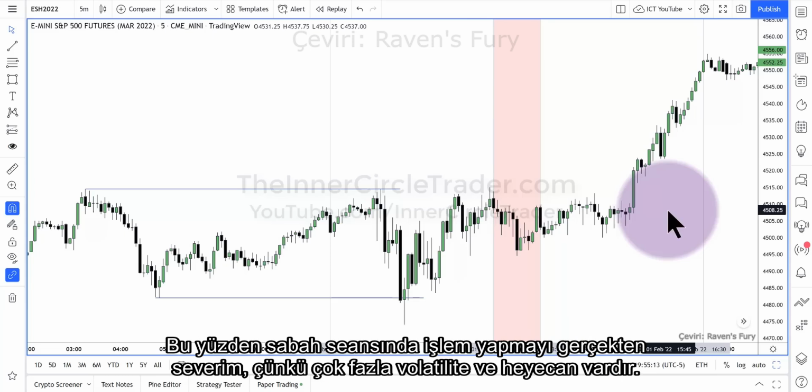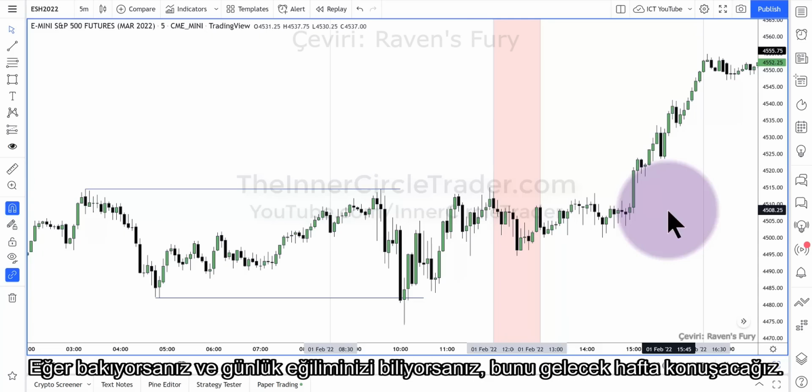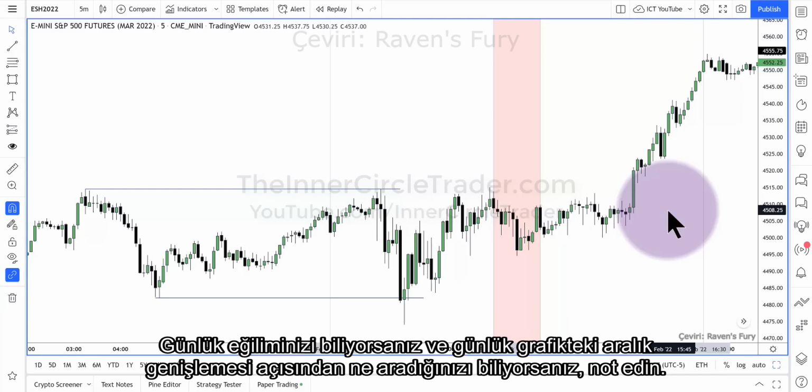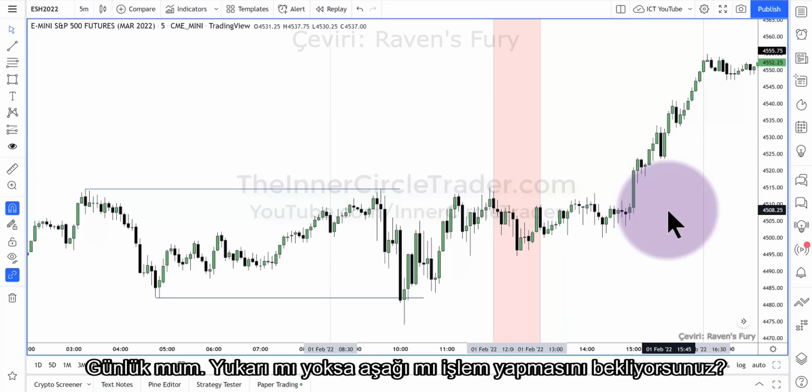So while I really enjoy trading the morning session because there's a lot of volatility and excitement, if you know what your daily bias is, and we'll talk about that next week, and if you know what you're looking for in terms of range expansion on the daily chart, now what do I mean by that? The daily candle, do you expect it to trade higher or lower?